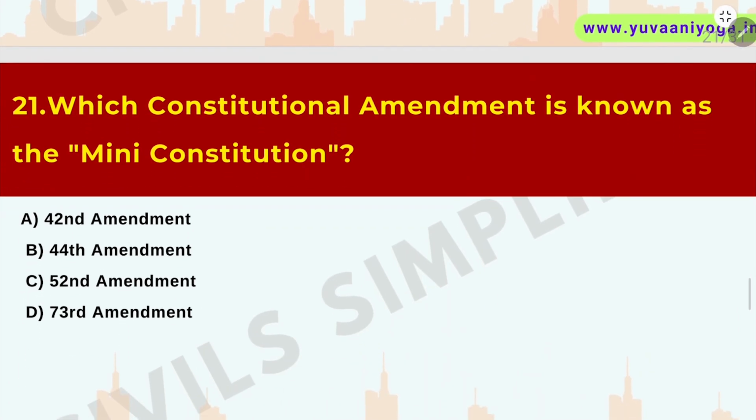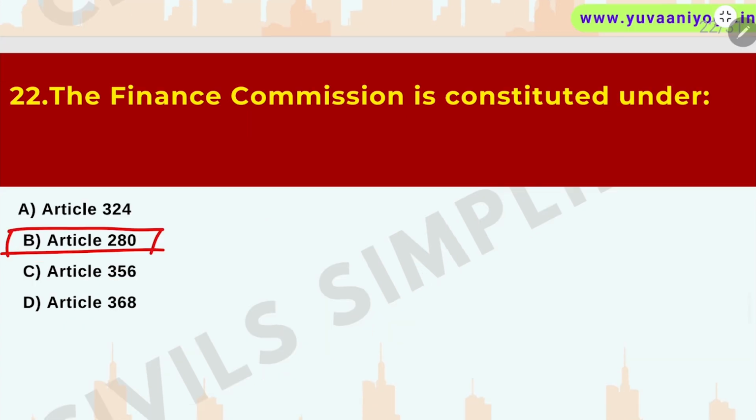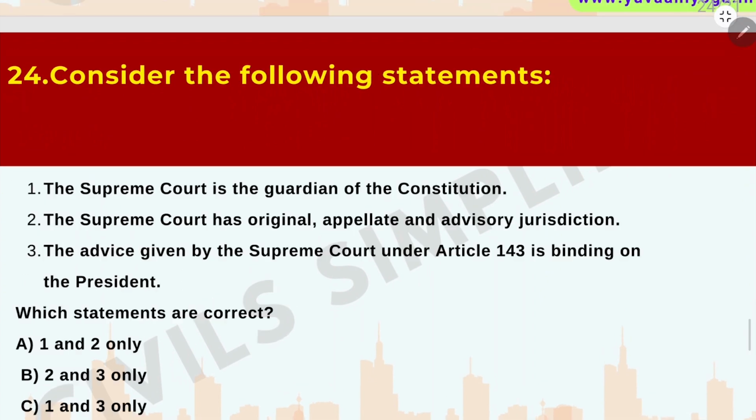Which constitutional amendment is known as the mini constitution? You all know this, option A, that is the 42nd Constitutional Amendment Act. The Finance Commission is constituted under, very important question, the right answer is option B, Article 280. Which article empowers the Supreme Court to issue writs? Answer is Article 32.